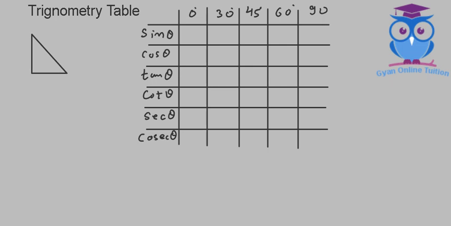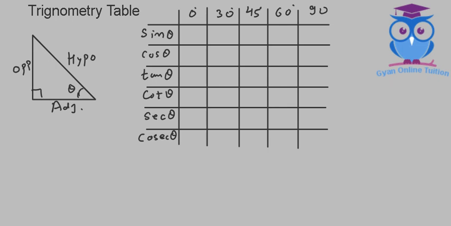So to draw it, we see that trigonometry is totally based on the right triangle. This is our right triangle, this is our theta, and in front of theta, that is the opposite. The diagonal side is always the hypotenuse and the remaining side is the adjacent. So our formula is O by H, A by H, O by A.